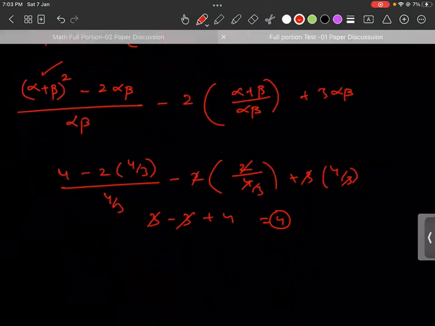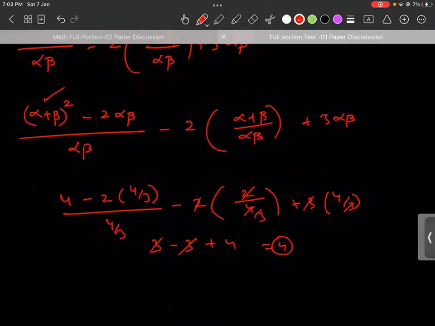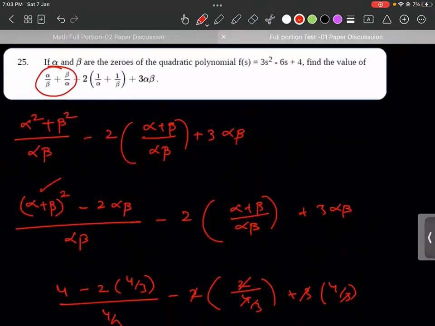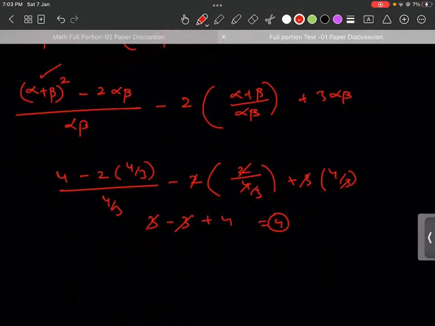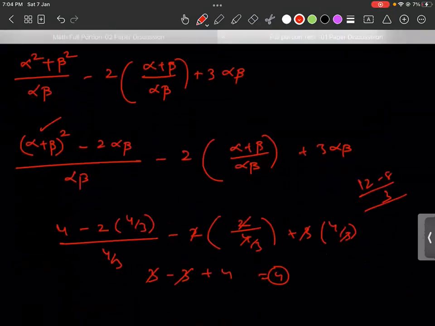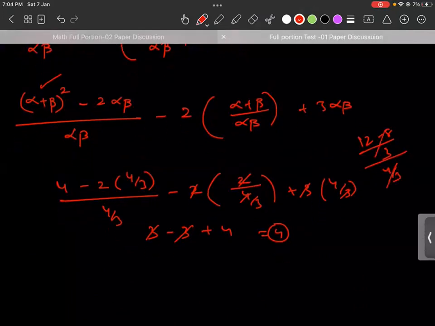So for me, while correcting it, they have written it as 8, sir. So 1 minute, let me check. 8 is the answer. Did I miss something? Alpha plus beta the whole square is 4. Minus 2 into alpha beta is 4 by 3. So that is 8 by 3. 4 3s is 12. 12 minus 8 by 3, the whole divided by alpha beta is 4 by 3. So this and this will get cancelled. Minus 2 into 2 divided by.